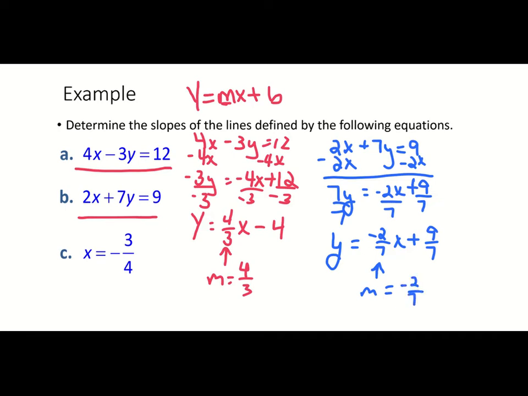And our last one is x equals negative 3/4. This one's nice and easy. There's no y. We can't solve it for y. But if you have an x equals equation, what did we talk about earlier? What kind of line is it? Remember, your graph is a vertical line, and our vertical lines have what kind of slope? Remember, they have rise but no run. So our slope is undefined.